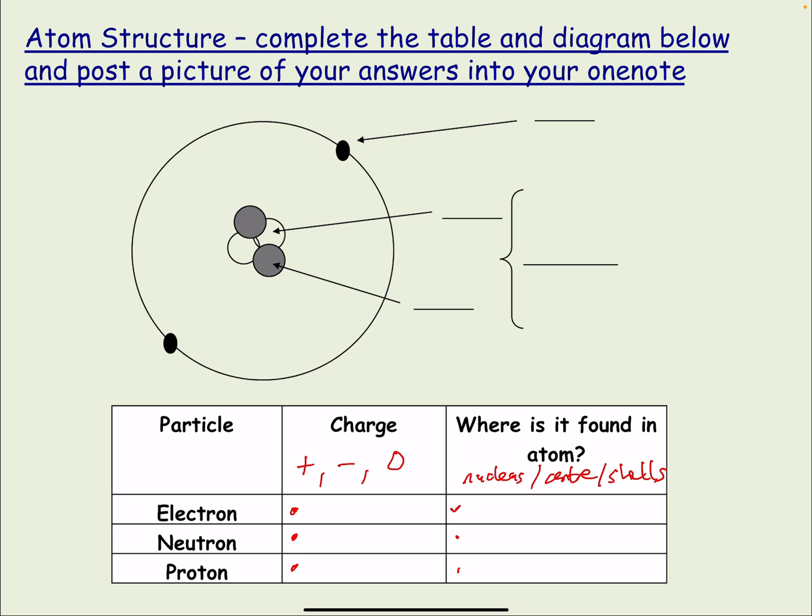And in the diagram at the top, I want you to name this particle that's found in the ring on the outside. You'll write that in there. And this here is another name for the centre, the fancy name for the centre of an atom. And what is the name of the two particles that are found in the centre? You should be able to do that easy enough, and then post a picture in your OneNote, please.